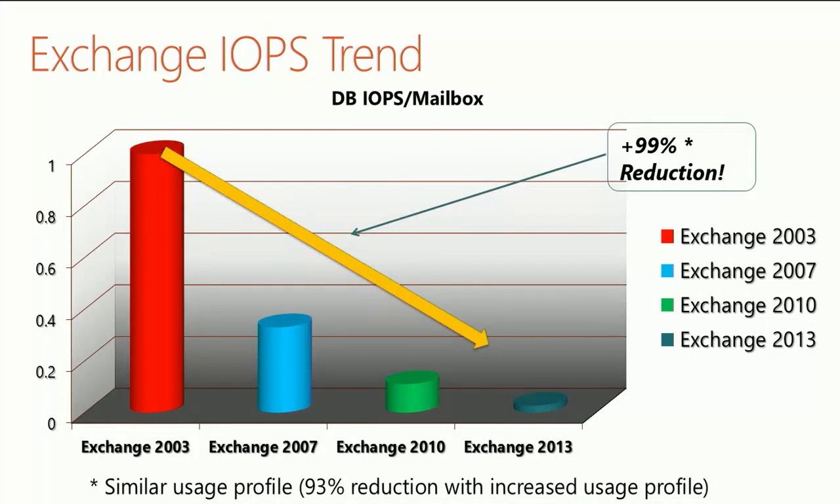99%, I put a little caveat down below. It's like with an equal usage profile, you can see a 99% reduction in I/O between these two platforms. But in reality, it's a 93% reduction with the usage profile changes we've seen over time.